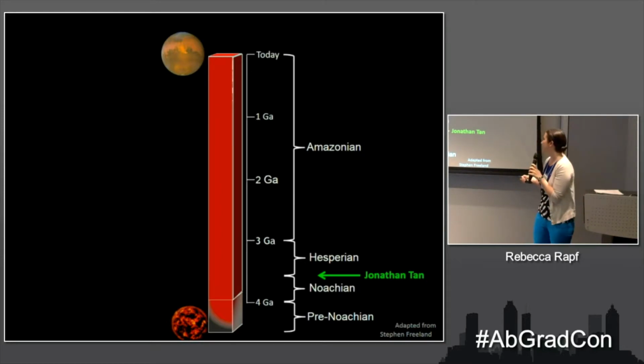And so we'll be hearing from Jonathan about potential stability of biosignatures in the border between the Noachian and the Hesperian timeline.